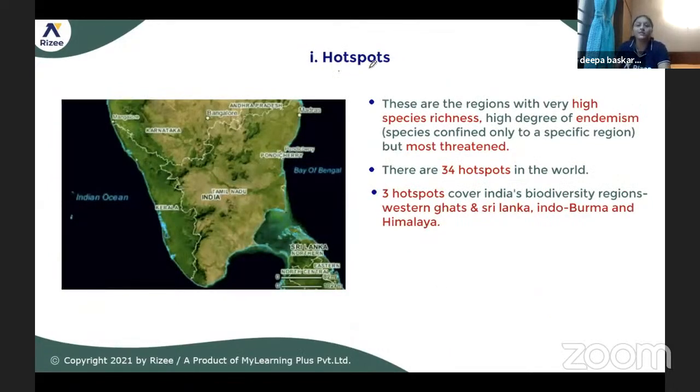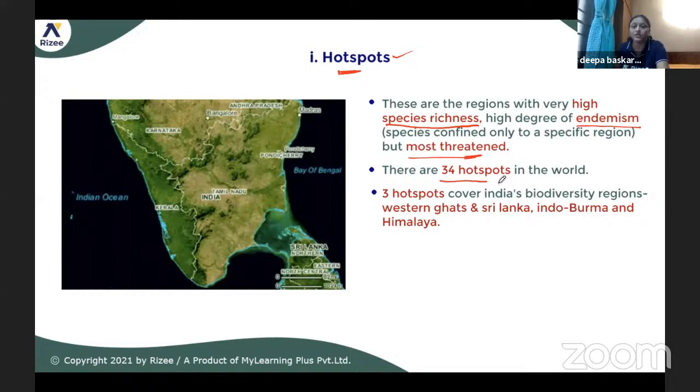So next, let us talk about hotspots. Why did biologists create this term hotspots? I already told you that if you take the Amazon forest, area-wise it is very large. It is not possible to protect each and every inch of that forest. So for that, biologists selected this term hotspot, the spot which has species richness. Hotspots are regions with very high species richness and a high degree of endemism, but most threatened. That is, they are in an endangered stage. If we do not take care, they will go extinct. We cannot see them after 10 years. Such kinds of spots biologists selected and named as hotspots.